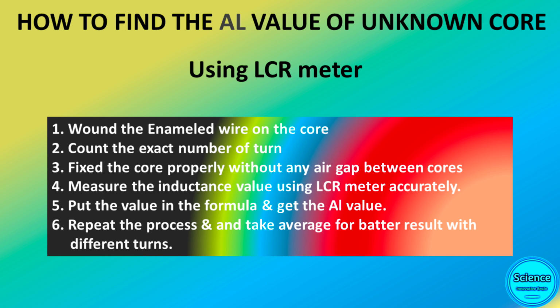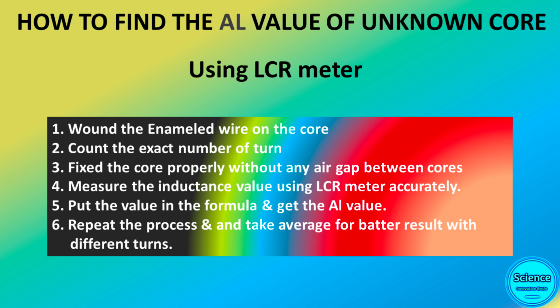Now we will discuss how to find the AL value of an unknown core. If you have a ferrite core whose data sheet is not available and no marking is there, how can you find it using an LCR meter? You have to follow 6 steps, then you can find out the value.